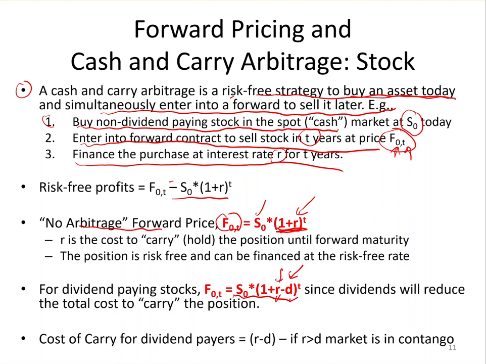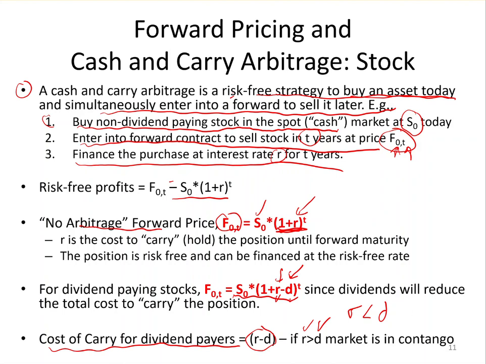And by the way, that interest rate will consider the risk-free rate, because in theory, you could borrow at the risk-free rate since you've entered into a contract that has no risk. Remember, you're buying the asset and simultaneously have a contract to sell it. So the cost of carry for a dividend payer is R minus D. And if interest rates are greater than dividend yields, that means the market's in contango, meaning the forward prices are above spot prices. If R is less than D, that means the market is in backwardation.